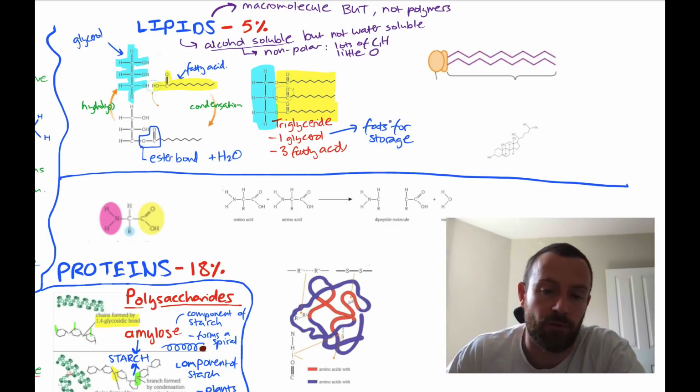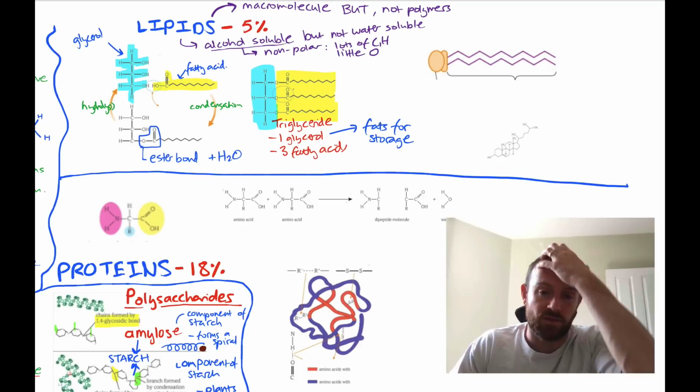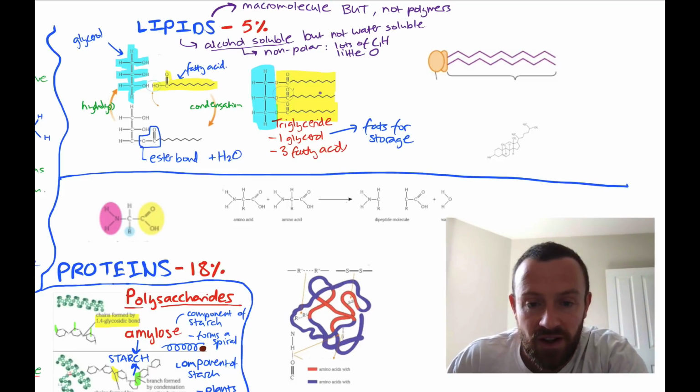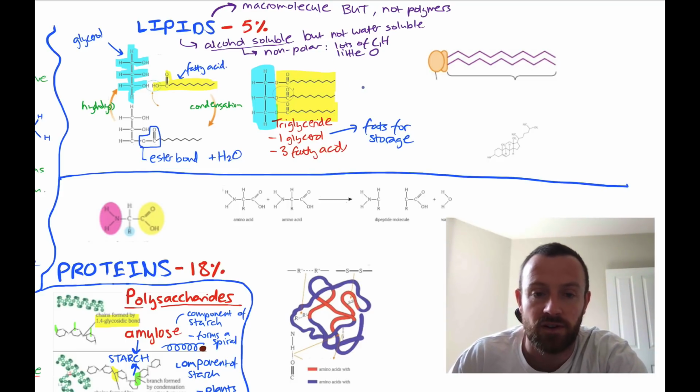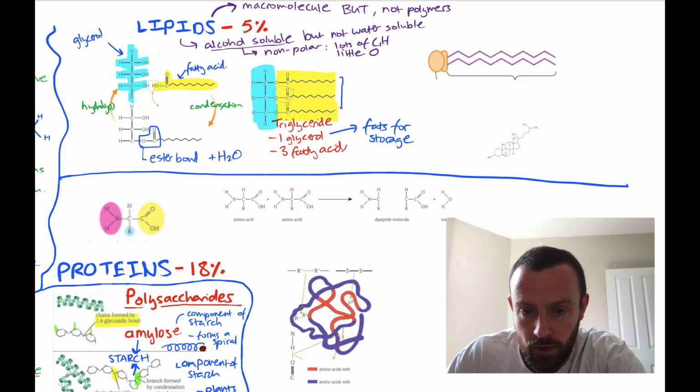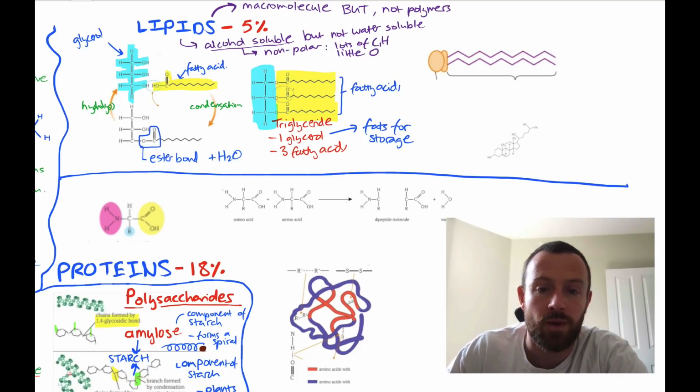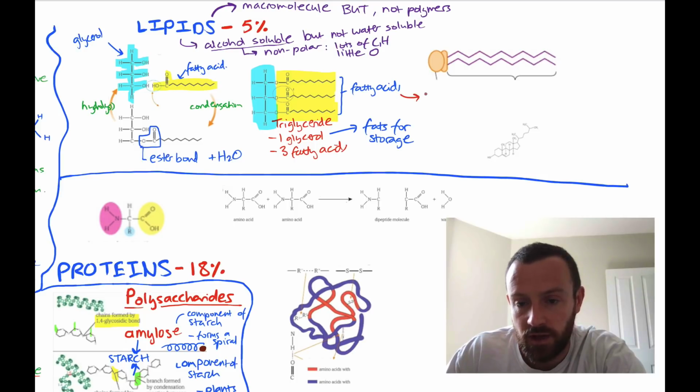But they can be different. We have different fats for storage because of the different fatty acids. So fatty acids can be very different. So let's do a little bit on that here. The two major differences in fatty acids are the types of fatty acids. We can have saturated, and we can have unsaturated.